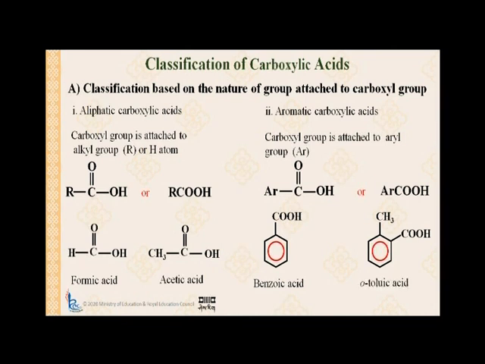If you look at the structures of aliphatic acid and aromatic acid, you can make out the differences. The difference is based on the nature of the group attached to the carboxyl group. So this is the first classification of carboxylic acids. Okay, then let's go with the second classification of carboxylic acids.